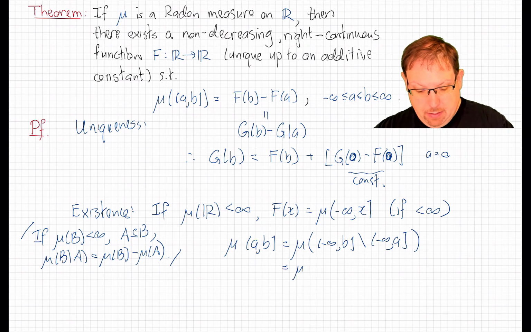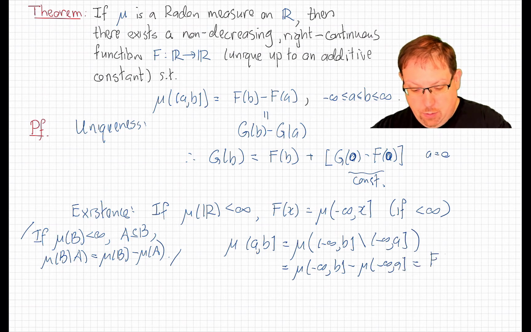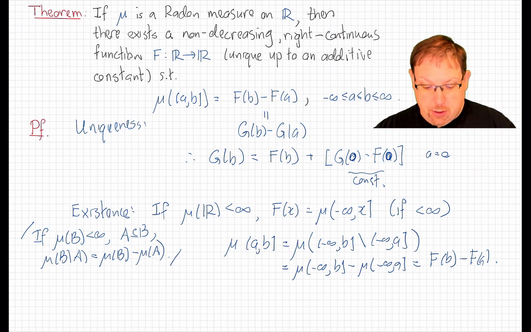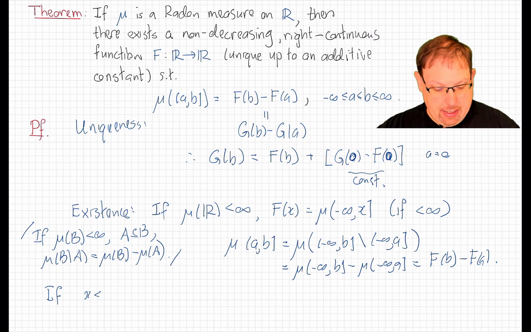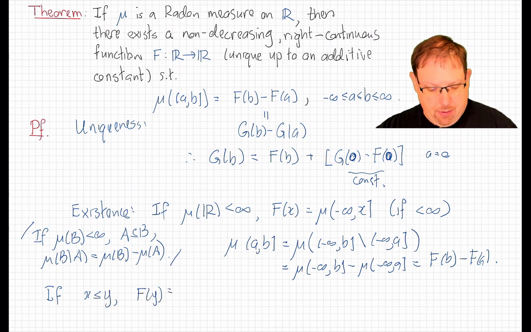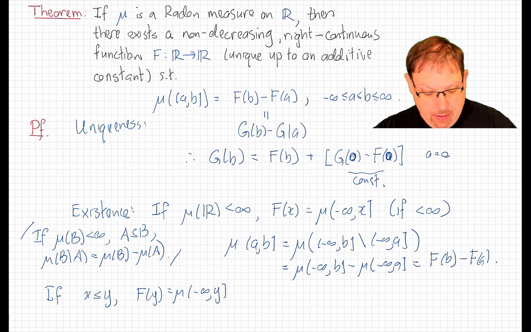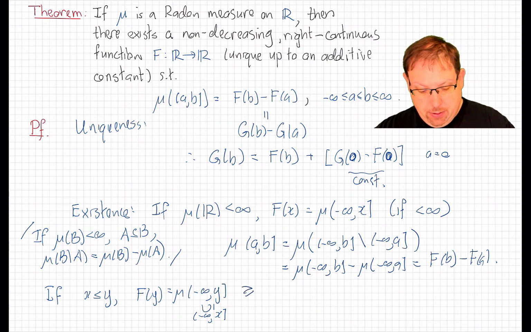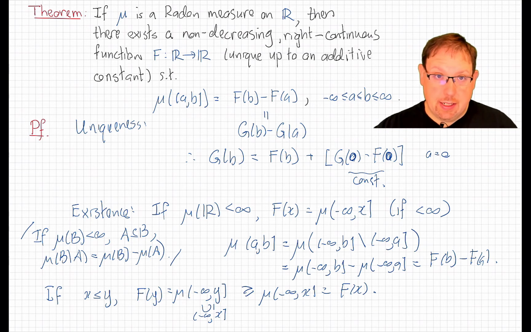And that is the measure of the interval from minus infinity up to b minus the measure of the interval from minus infinity up to a, which is, by the way we've defined it, f at b minus f at a. So we have a function which satisfies the condition. And we can also check that if x is less than or equal to y, then f at y, which is the measure of the interval from minus infinity up to y, well, that interval contains the interval from minus infinity up to x, since y is bigger than x. And therefore, by monotonicity of the measure, this is greater than or equal to the measure of the interval from minus infinity up to x, which is f at x. So this function is non-decreasing.